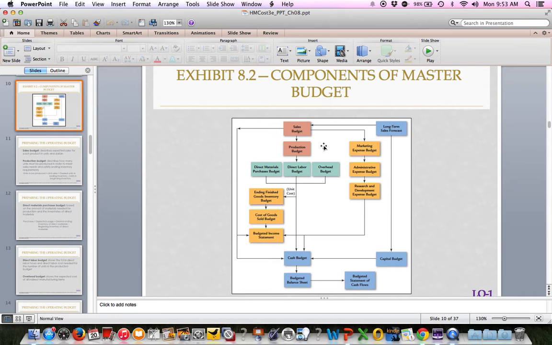Once I know how many I have to make, now I can figure out how much raw material I have to buy for direct materials, how much labor I will need, and how much overhead I think I'll incur to manufacture all that. Obviously, when I'm done making my good, I have ending finished goods inventory.